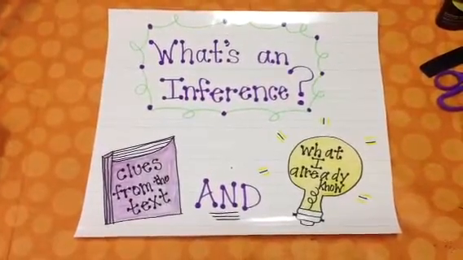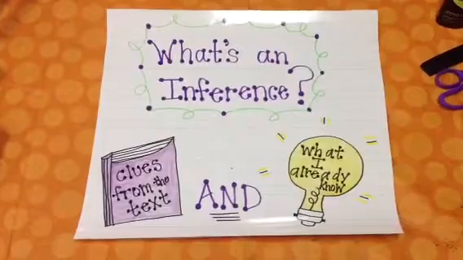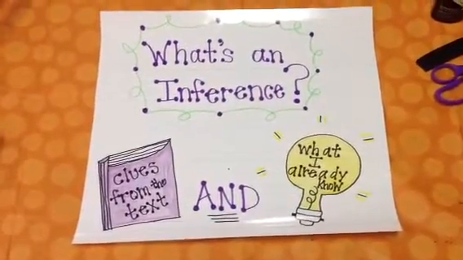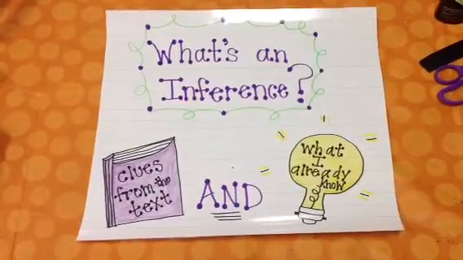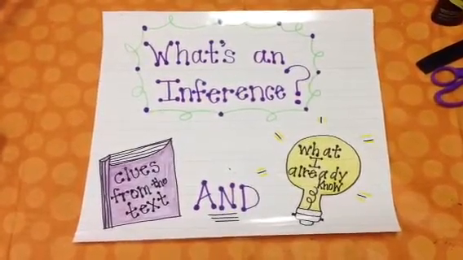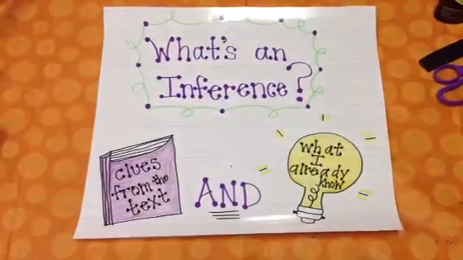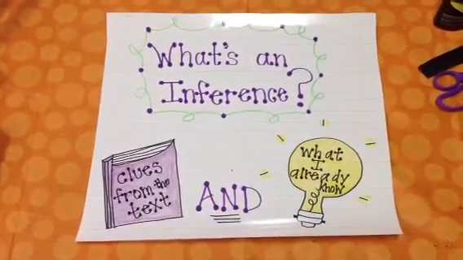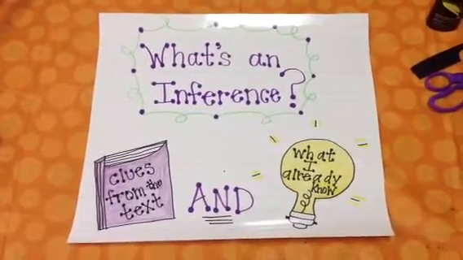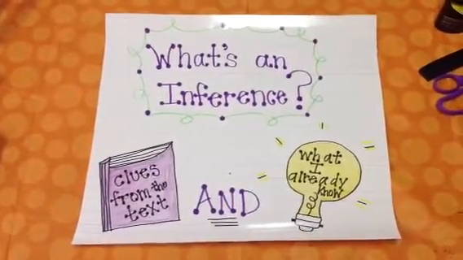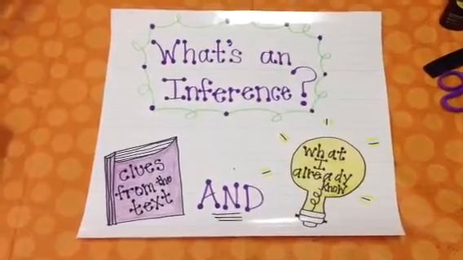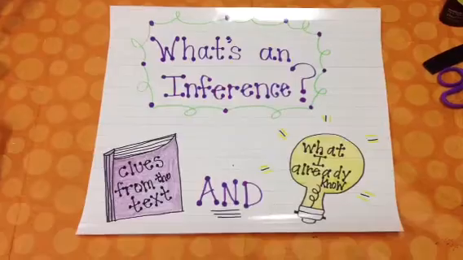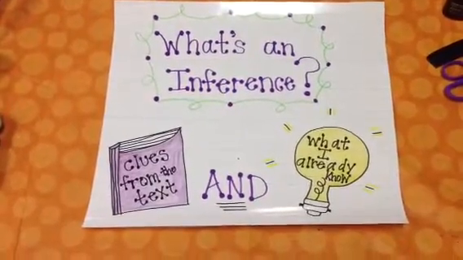As you're reading, an inference would be using clues from the text, or the words that you read, and using what you already know. Remember what we call what you already know? Oh, that's right, that's my schema. So when you use clues from the text, what you're reading, and you use your schema, or what you already know, what's in that file cabinet, you will be able to figure things out in the text that are not given to you exactly.